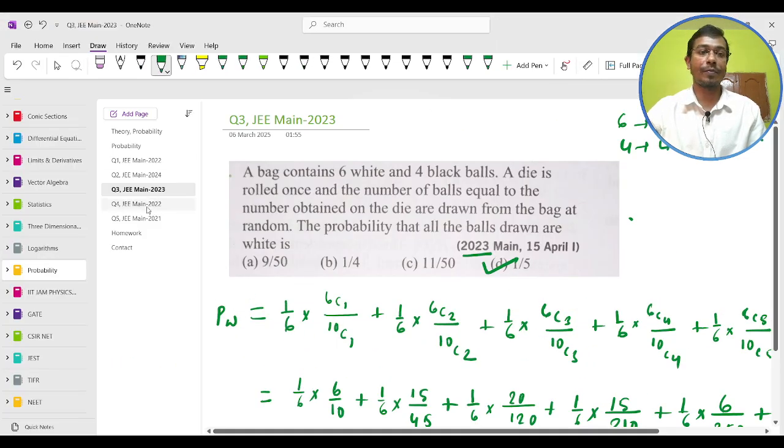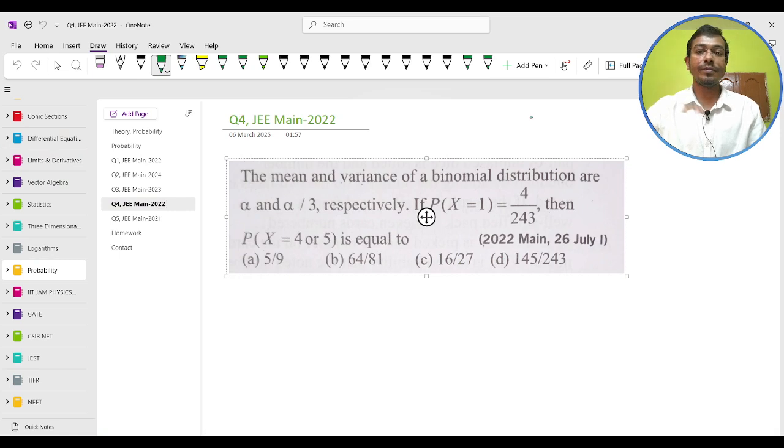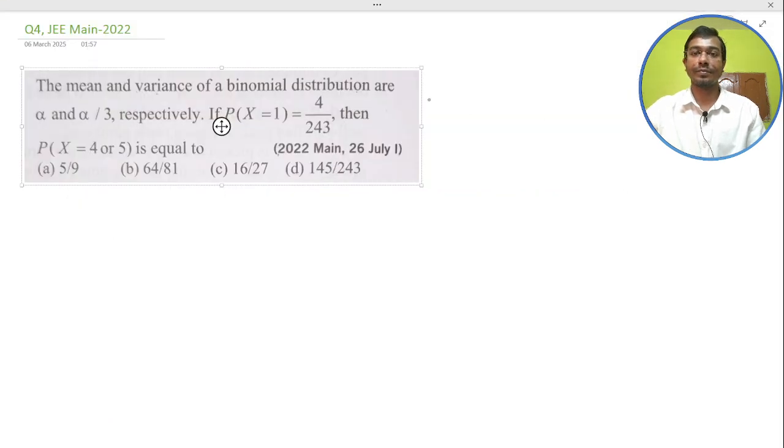Next question, number 4. JEE Main 2022. The mean and the variance of a binomial distribution are alpha and alpha by 3 respectively. If P of x equal to 1 is 4 by 243, then P of x equal to 4 or 5 is equal to what?